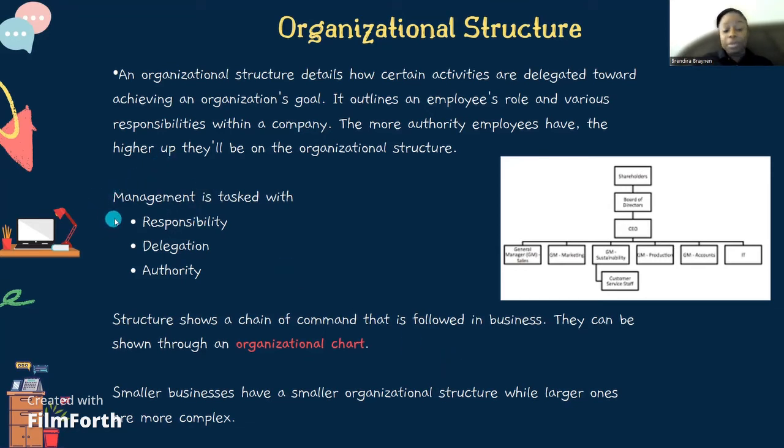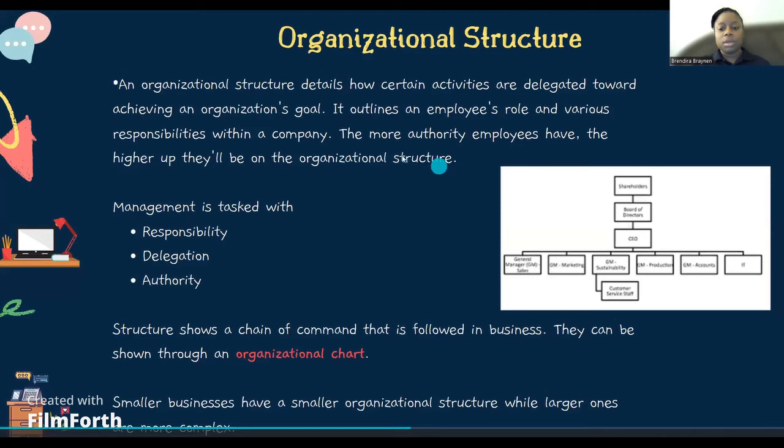And management has a big responsibility. They're tasked with making sure that the staff are doing what they're supposed to be doing: delegation, giving out tasks to different persons, or giving out policies to follow. And then they have the authority. They have the right to say certain things or the right to fire somebody, versus staff may not have that right. Structure shows a chain of command that is followed by a business.